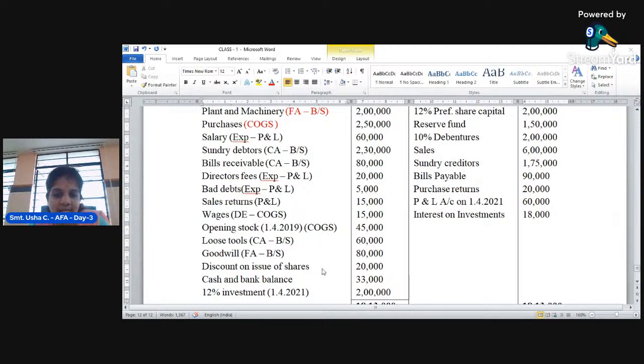Discount on issue of shares. Can anyone tell me discount on issue of shares? I leave this and I'll move further because I'm waiting for your reply. Kindly tell me where this discount on issue of shares comes. Yesterday, while discussing the format of balance sheet, we discussed that discount on issue of shares. Where this item comes, please tell me. Next is cash and bank balance. It is also a current asset which will be taken in the balance sheet.